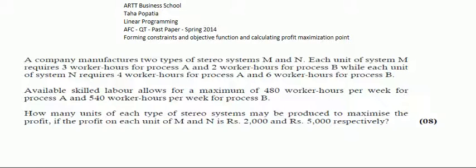The question says that a company manufactures two types of stereo systems M and N. Each unit of system M requires 3 worker hours for process A and 2 worker hours for process B, while each unit of system N requires 4 worker hours for process A and 6 worker hours for process B.